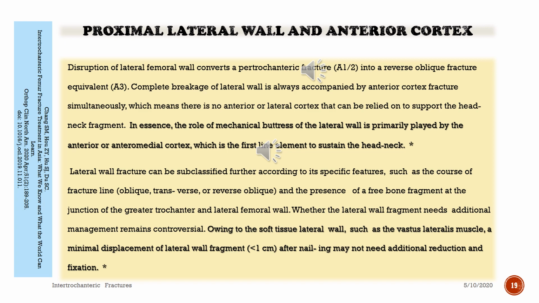Lateral wall fracture can be subclassified further according to its specific features, such as the course of the fracture line, oblique, transverse or reverse oblique, and the presence of a free bone fragment at the junction of the greater trochanter and lateral wall. Whether the lateral wall fragment needs additional management remains controversial. Owing to the soft tissue lateral wall, such as the vastus lateralis muscle, a minimal displacement of the lateral wall below 1 cm after nailing may not need additional reduction and fixation.